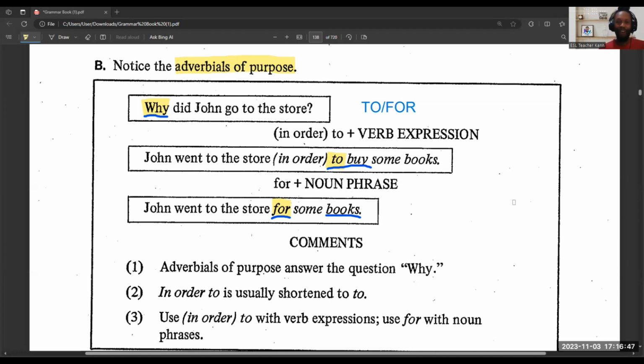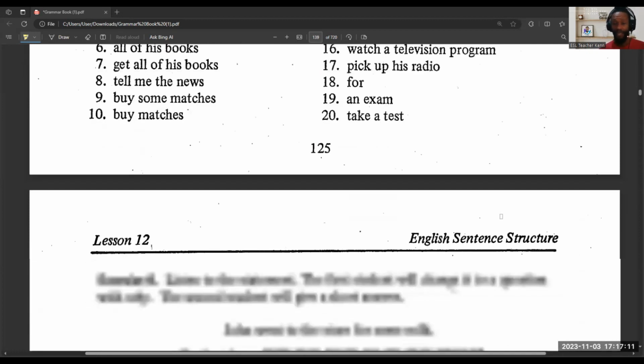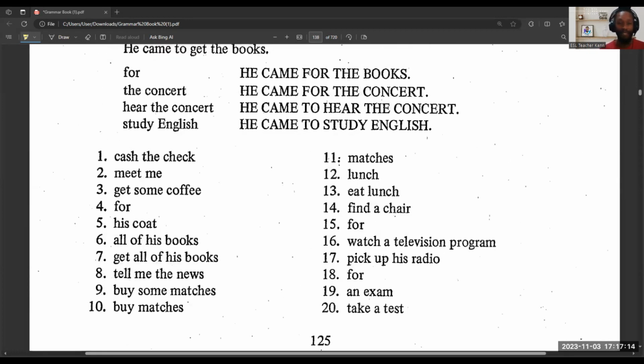Again, we are not using an action. If I use an action, I will use to. If I use a noun, I will use for. It's not very complicated in its basic explanation, but it gets a little tricky when we are applying it, okay? So for that, we're going to go to exercise 5. This is on the same page 138 on the PDF, and 125 on the English sentence structure book.